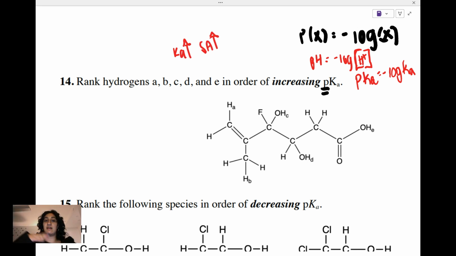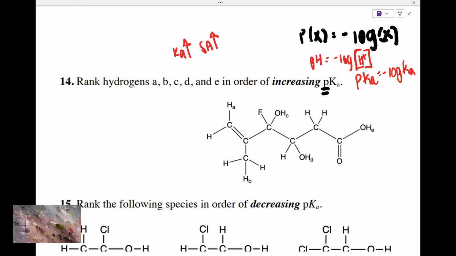And that's because of equilibrium, products over reactants. If you don't remember that, please just reach out to me and I can explain it. But yeah, the higher the Ka, the stronger the acid. Because the P function includes a negative sign, it's opposite for P of something. That's why the lower your hydrogen concentration is, the higher your pH is, right?